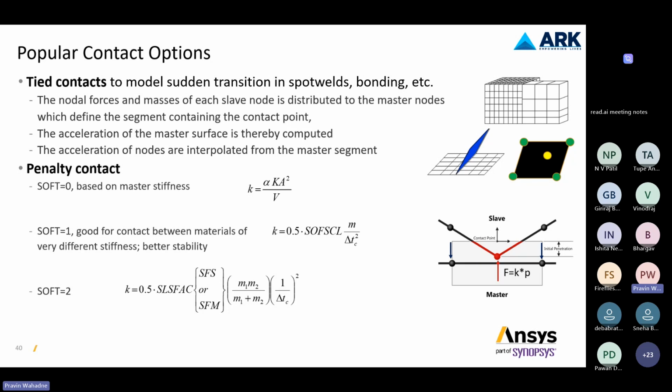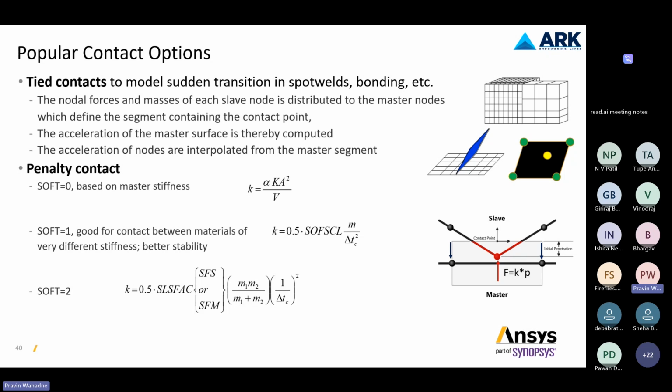Compared to that, for contact techniques we can use tied contacts. Tied contacts are nothing but a kind of bonded or glue contact, but they have separate features available, where you can use a tie-break option so that after crossing a certain limit, the contact can break.